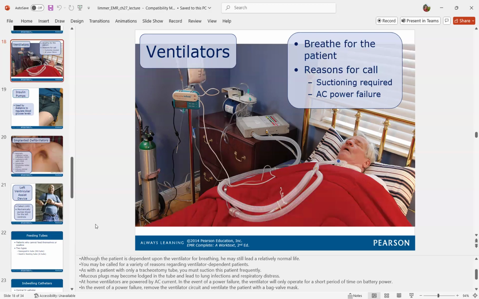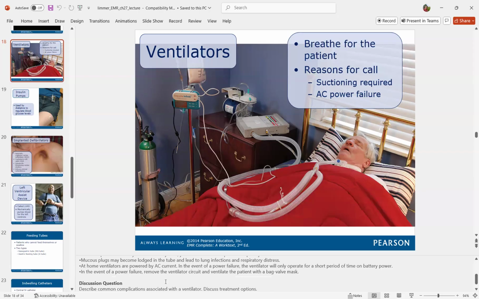If we have a power failure in town, a lot of times fire departments start getting called out to start generators and stuff for these patients, or they bring them to the hospital so they can still be on their ventilator and it's working. So in the event of those power failures, we can remove this ventilator cord right here, and your BVM, your bag valve mask, attaches right into there, and we can ventilate these patients with a bag valve mask.